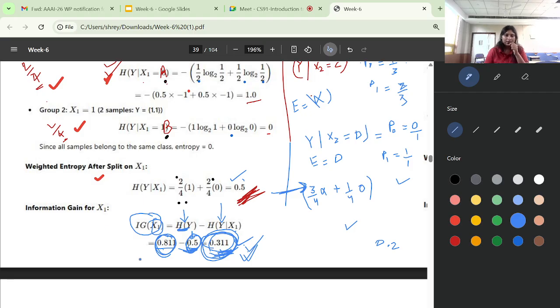Just think about this. Let's say choosing x1, I have an entropy of 0, and choosing x2, the entropy is 1. An entropy of 0 means all the values are pure. It means that if I choose this x1, then all my values are pure. I have to choose this x1 first.